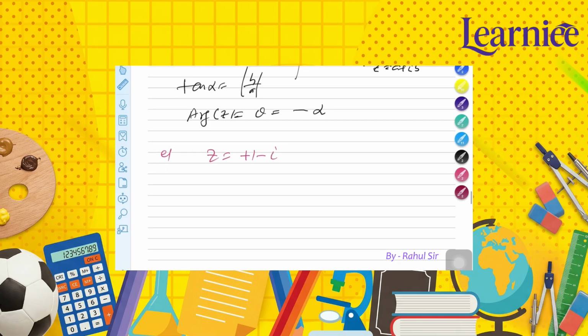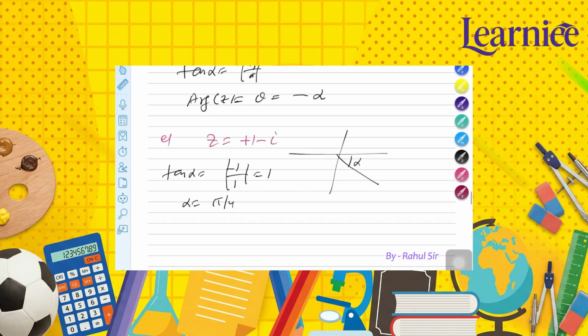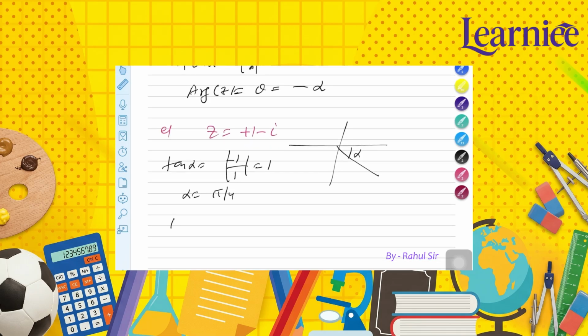Okay, for example, let's say plus 1 minus i. We have to find the principal argument of 1 minus i. So again this is somewhere here. So what is alpha here? Tan alpha is modulus of minus 1 upon 1, that is 1. So alpha is pi by 4. But what about the argument of z? That is theta, this angle theta. Since we are moving in a clockwise sense, pi by 4 is the magnitude, but we'll put a minus, so minus pi by 4.